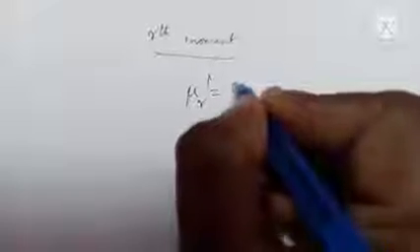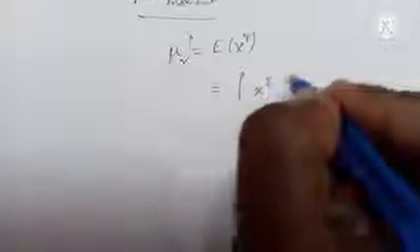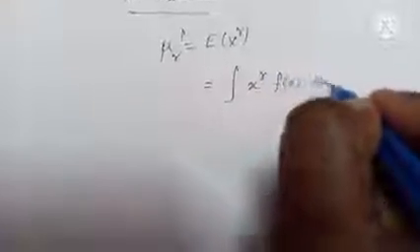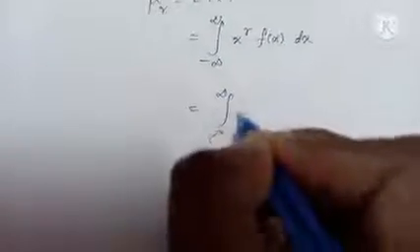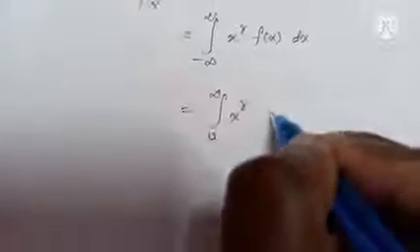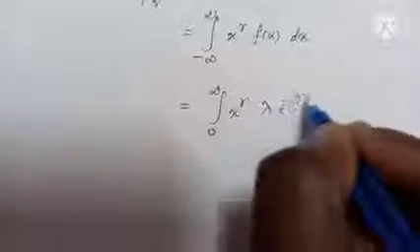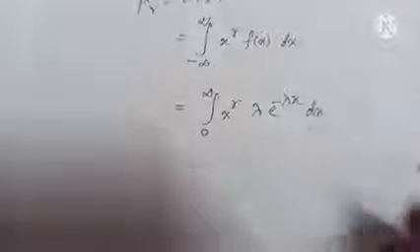Let us see now the rth moment of exponential distribution. That is mu r dash, the rth moment about origin, which is the integral of x power r f of x dx. The actual limit is minus infinity to plus infinity, but we have f of x only in the interval 0 to infinity in exponential distribution, which is lambda e power minus lambda x dx.